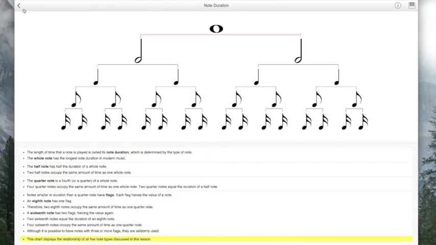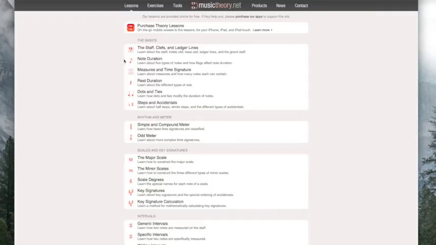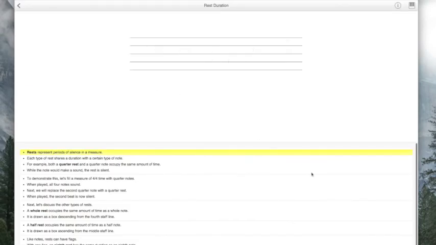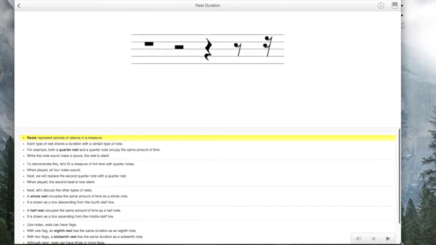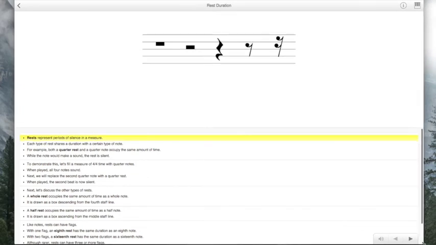Now I'm going to go to another lesson, the rest duration, because rests are similar to notes. And let me resize my window here a bit so that we can see everything. I know the text is not huge on the screen, so I'm going to make sure to read all of that. So we have notes and we have rests. A note tells a performer to play a note for a specific duration. A rest tells a performer to be silent for a specific duration.